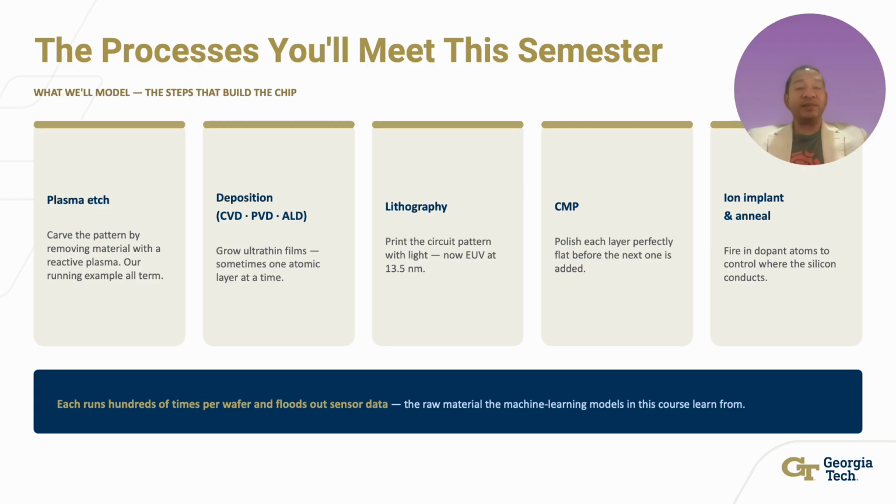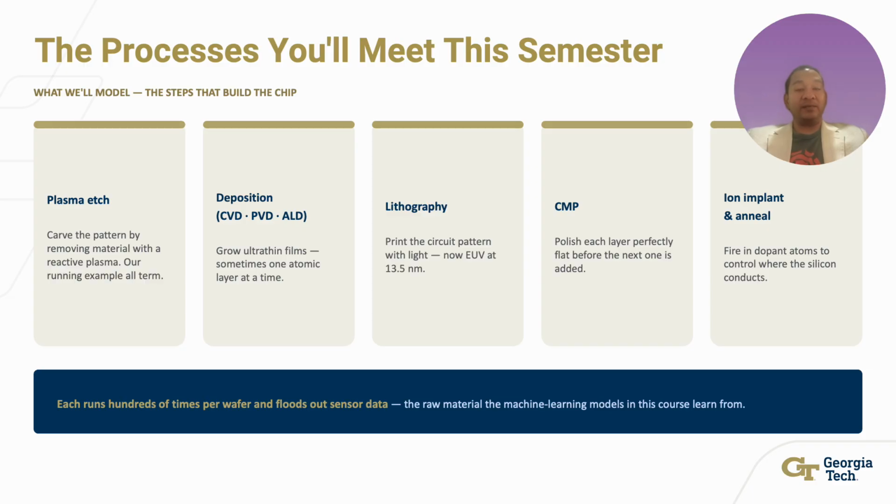Let me name the specific processes you will be seeing again and again in this course. Plasma-etch uses a reactive gas plasma to carve material away. It is our running example, and the earliest AI in fab papers we will read about are all about etch. Deposition in three flavors called CVD, PVD, and ALD grows thin films, sometimes one atomic layer at a time.